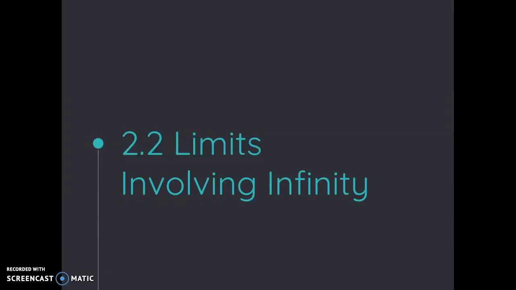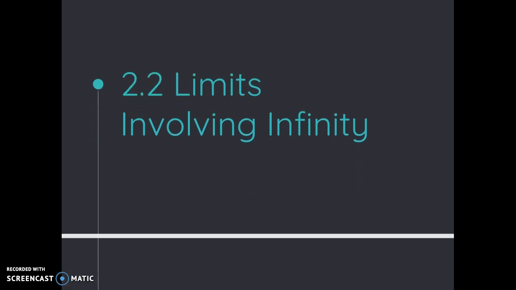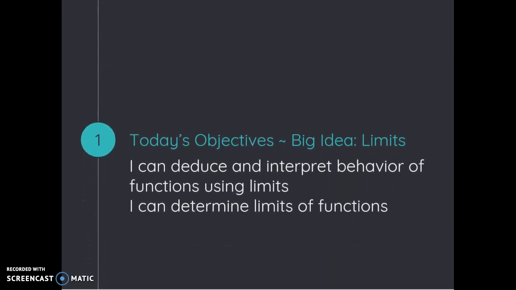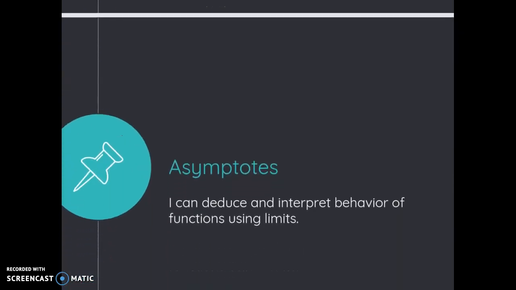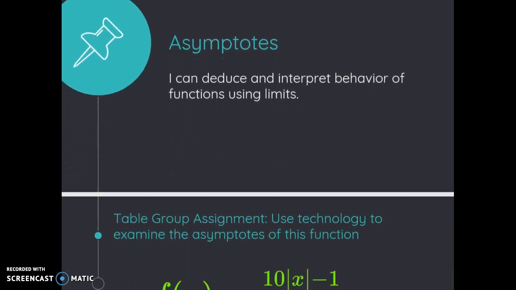This lesson is about asymptotes, specifically vertical and horizontal asymptotes, and limits involving infinity, either when the answer is infinity or as your number approaches infinity. So my objective is related to limits. You can deduce and interpret the behavior of a function using limits, and that's the asymptote behavior, and we're also going to find limits of functions. So we're going to look at asymptotes first.